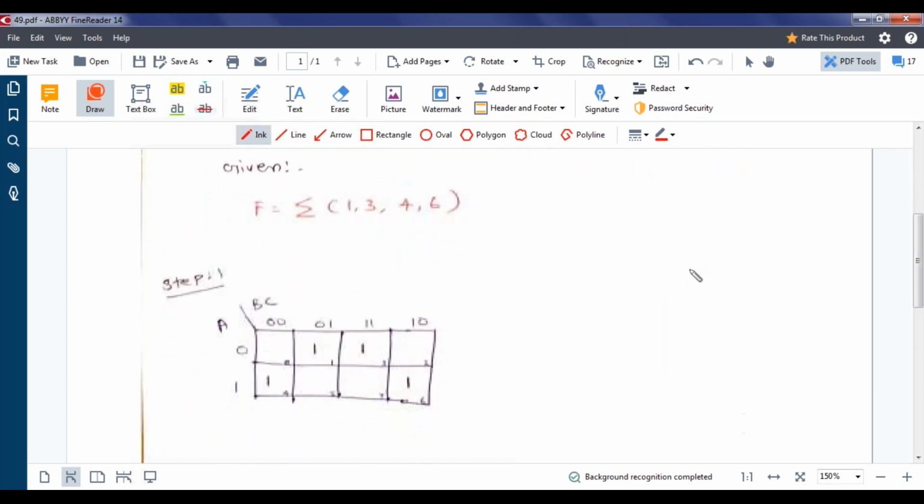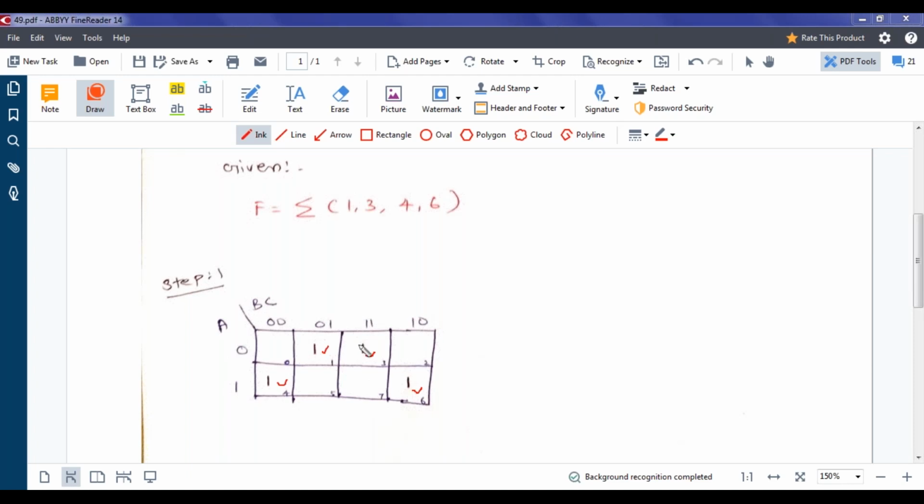Next we want to draw the 3 variable Karnaugh map diagram. In m1 we substitute 1, in m3 we substitute 1, in m4 we substitute 1, and in m6 we substitute 1. So we are just mapping the min term values in the general 3 variable Karnaugh map. Anyone unmute and tell me the grouping. Make it fast. How can we group?